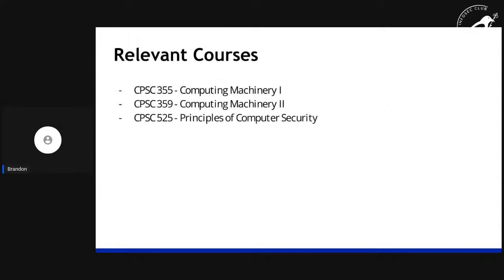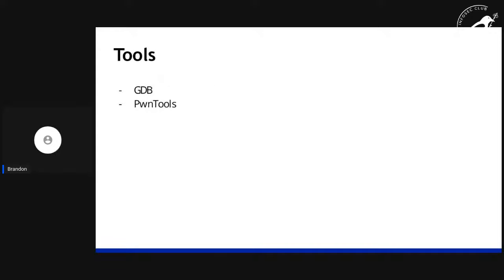Some relevant courses. Courses that are probably relevant to this are Computing Machinery 1, 2, and Principles of Computer Security. So if you've taken these, then you're probably not going to have too much trouble with this. But if you haven't, I've tried to make this as accessible as possible. Tools we're going to be using today are GDB and Pwntools. We're not going to be using too many things.